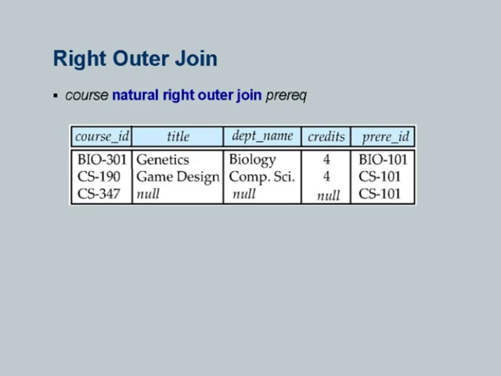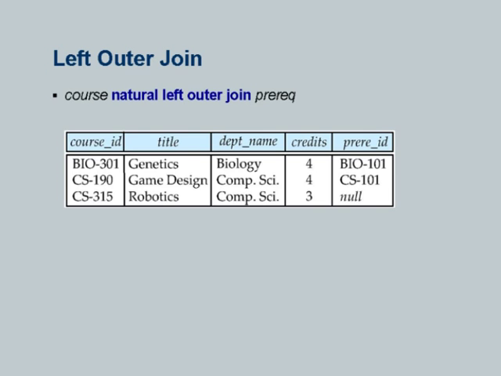So that was left outer join. Now the SQL syntax symmetrically supports right outer join. We could have actually written the previous one as prereq right outer join course, which would give you the same result, except the order of the attributes in the table is flipped. Whatever was on the right now comes to the left and vice versa.